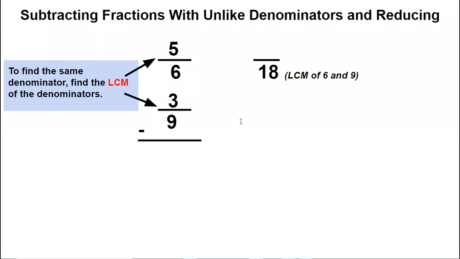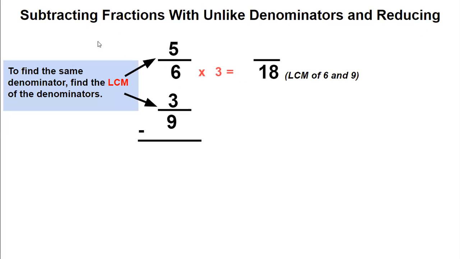Now, why is it 18? Well, we count by 6's. So we have 6, 12, 18. We count by 9's. We have 9, 18. There's our match, 18 and 18. So that's where that comes from. And we have to multiply 6 times 3 to get 18. So we're going to have to multiply 5 times 3 on the top to give us 15. On the bottom, we're going to do 18 again.